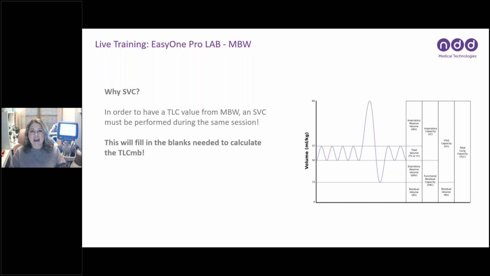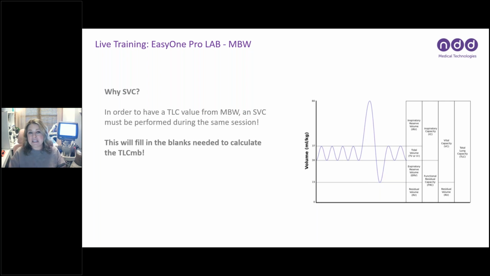So in order to have that TLC value in the multiple breath washout test, an SVC or a slow vital capacity test must be performed during the same session. This will fill in those blanks that are needed to calculate that multiple breath TLC.